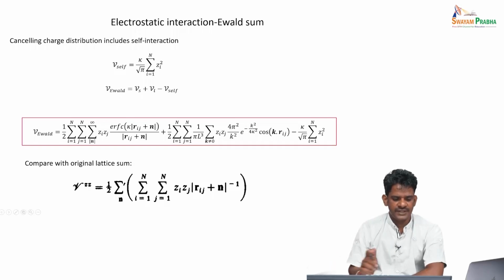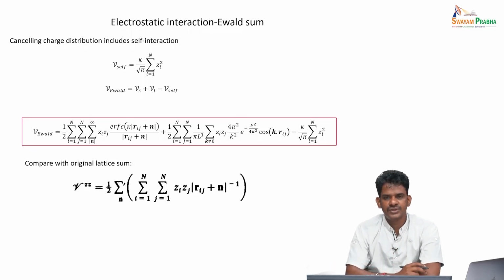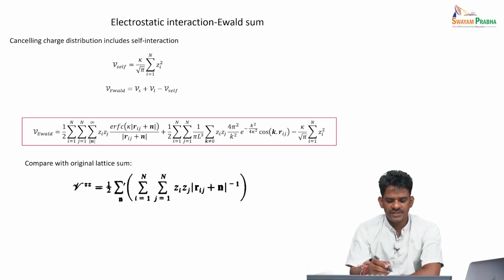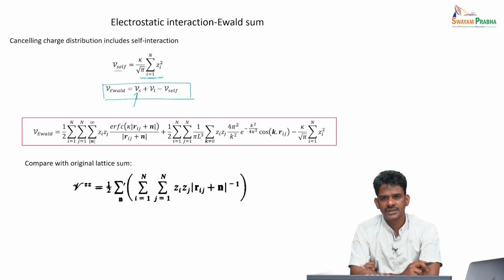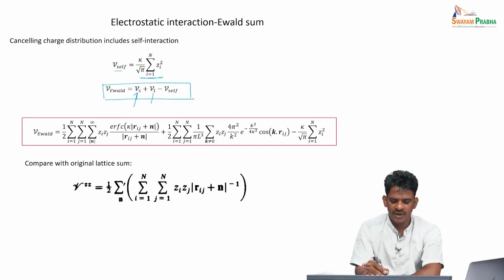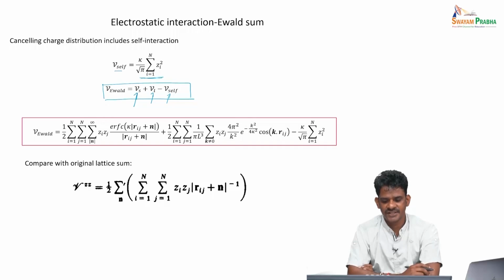One additional thing we have to do is, when we solve this cancelling charge distribution in the Poisson equation, this particular approach also includes the self interaction by the same charges, which has to be separated out or removed. So, the self energy contribution is given by this expression, which is proportional to the sum of the squares of these charges. So, the total Ewald sum for us would be the first term, which is the short ranged electrostatic interactions because of the screening effect. The second one is the long range interactions, which is done in the Fourier space, and the third part is the self interaction that has to be separated out.